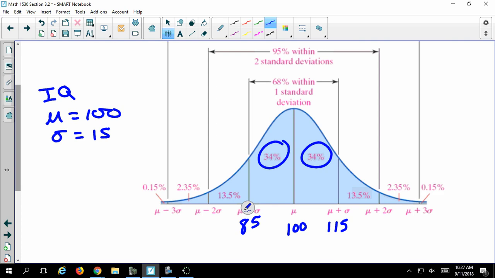So what are we adding on if we take 95 and subtract 68? We get 27%. So adding that extra standard deviation on each side adds 27%. Divide that by 2, you get 13.5. So that's where this 13.5 comes from, here and here. So 13.5% in each of those little pieces.